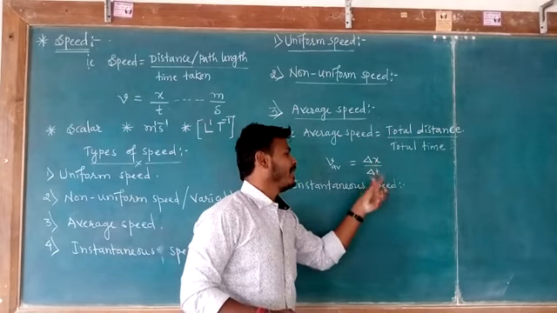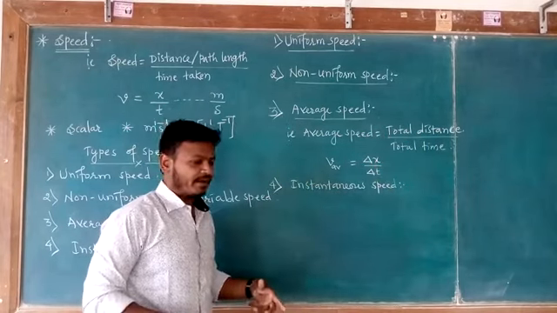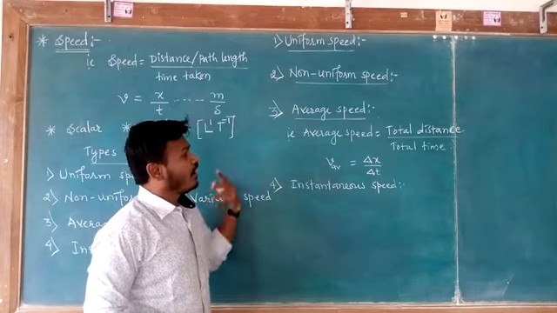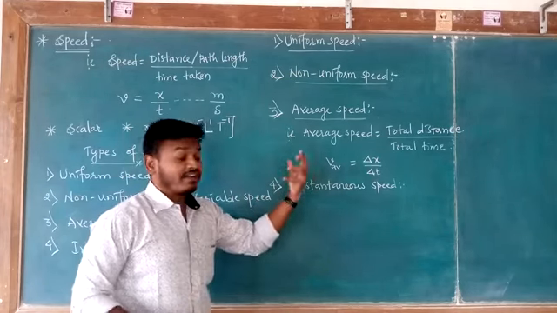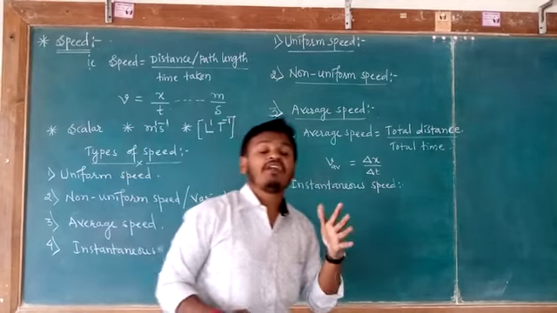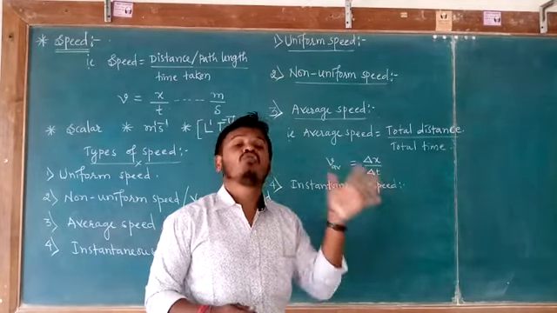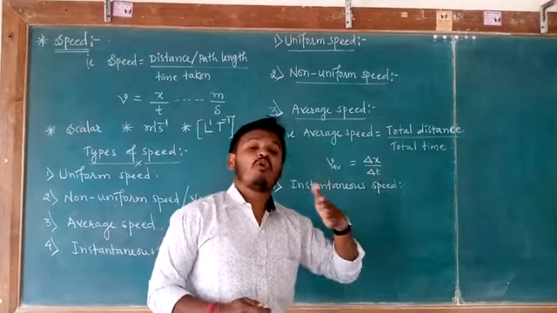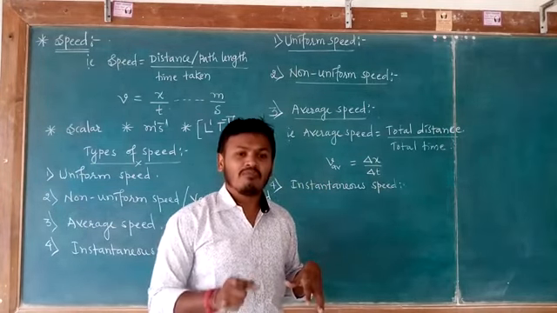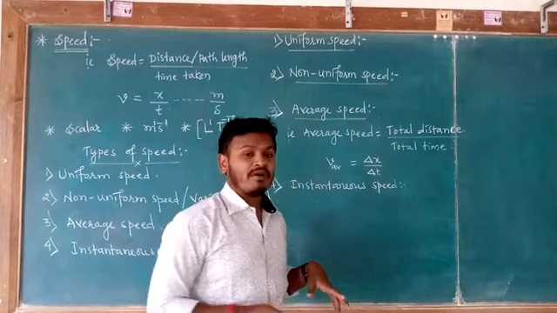Therefore, delta x by delta t is what? That is average speed. Average speed tells us how fast the body travels in a given time interval. However, to know how fast the body travels at a particular instant of time, we need to define one more type of speed.